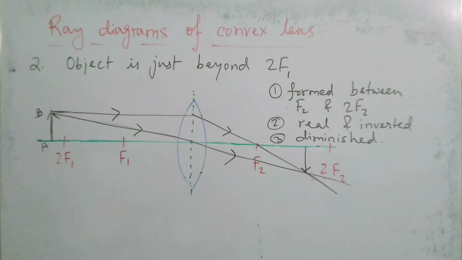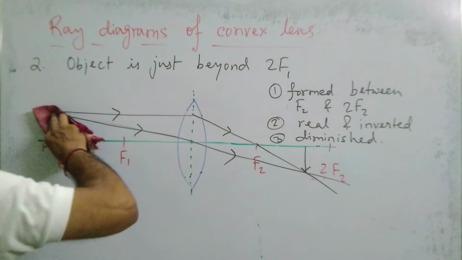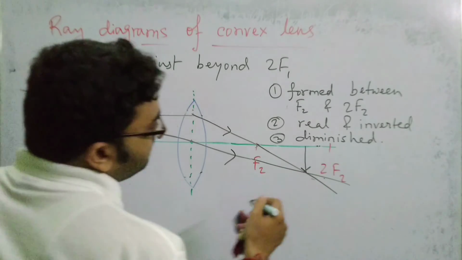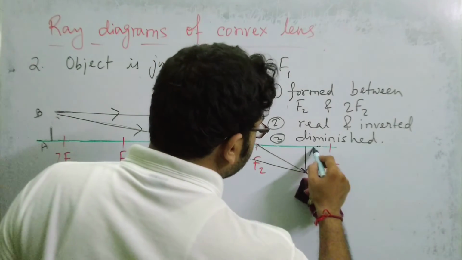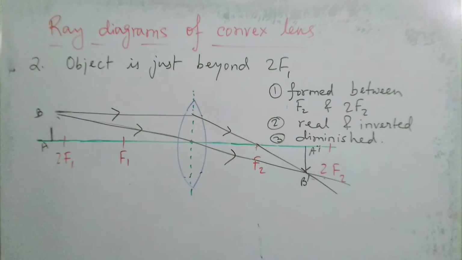I am not able to draw the diagram exactly, so the size is not coming out exact, but the image will be diminished a little bit. So this is the second case. Now, considering our third case, the object will be at 2F1. Another thing: mark this image as A dashed and B dashed here. Please note that the image should be written as A dashed and B dashed.